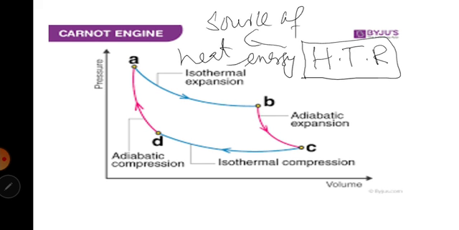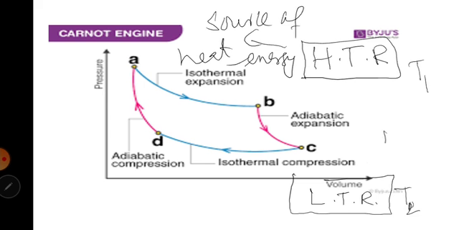The second part consists of the low temperature reservoir. LTR, low temperature reservoir. It is a very large body or reservoir at low temperature. The high temperature reservoir temperature is T1 and the low temperature reservoir temperature is T2. T1 is greater than T2. Its temperature remains practically constant during any transfer of heat into or out of it. It is also called low temperature reservoir.